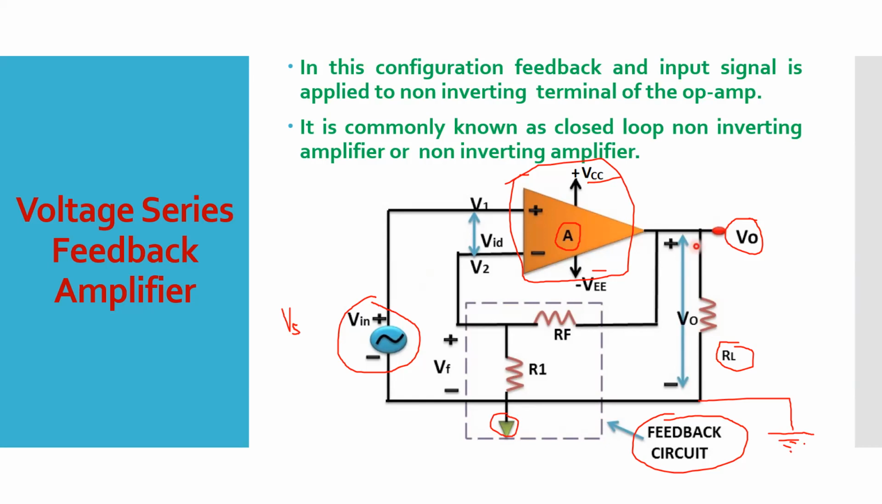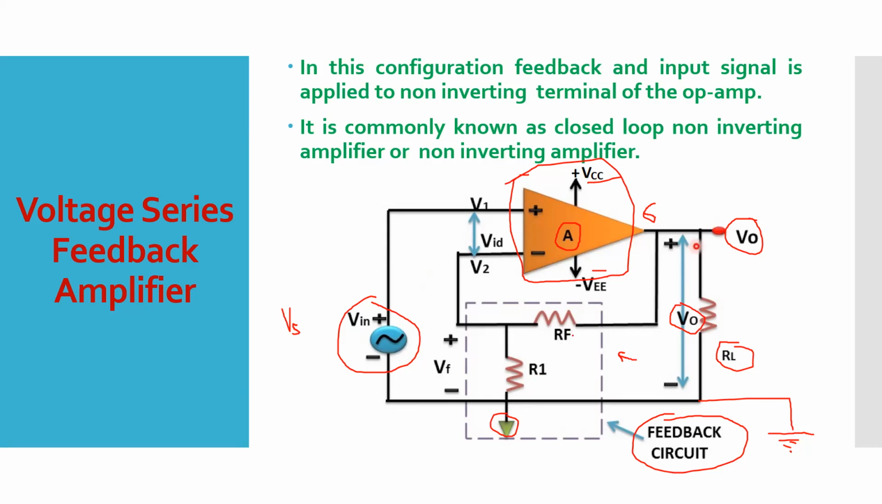In the circuit, this is the output load connection RL, and whatever voltage you are going to get across your RL is your V0, the output voltage, which is the voltage we are getting at pin number 6 of our op-amp, right? This output voltage V0 is given as an input here to your feedback circuit. All right.